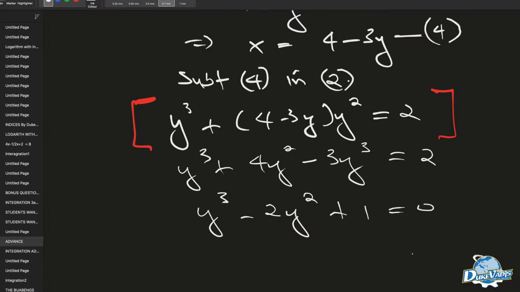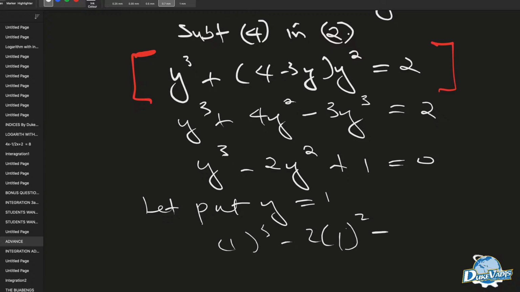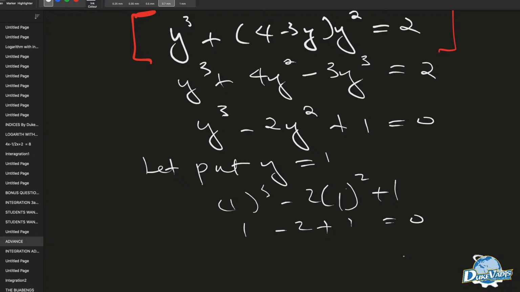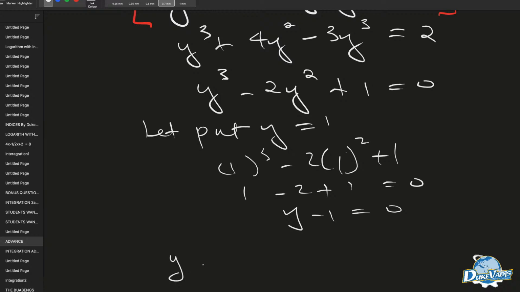Straight away we realize that if we put y equals 1 into the equation, then y equals 1 is a factor. Because when we substitute into the equation, we get 1 cubed minus 2 times 1 squared plus 1, and this is 1 minus 2 plus 1, so this will be 0. So y equals 1 is a factor. If that is the case, then we say that y minus 1 is equal to 0, so this becomes our factor.